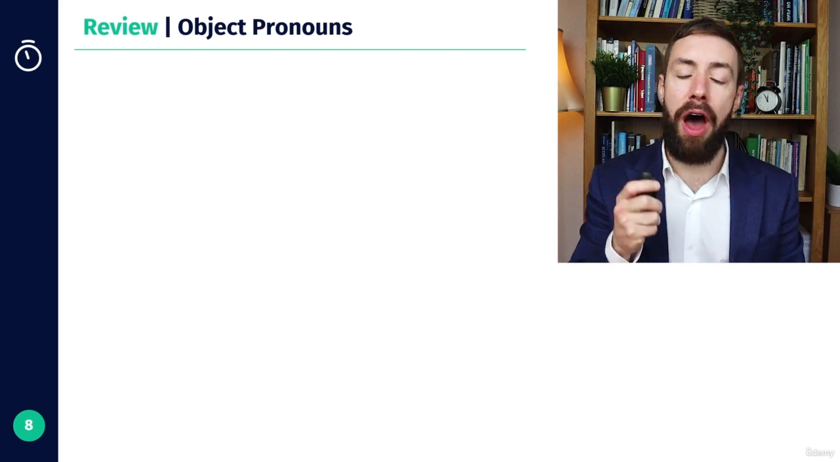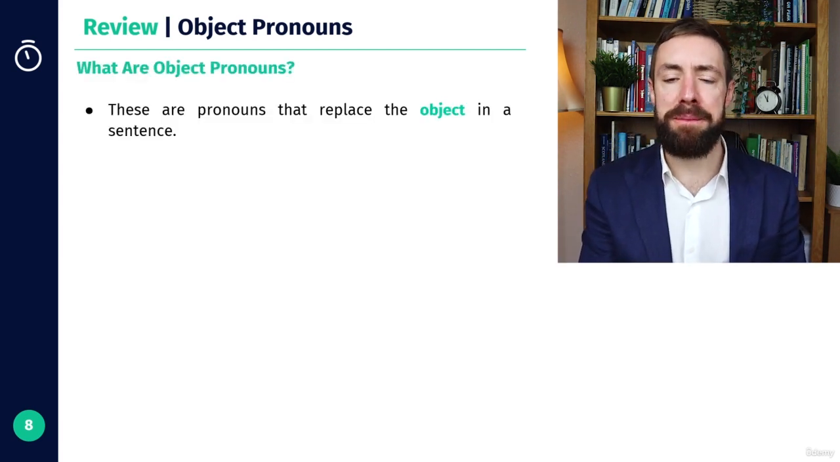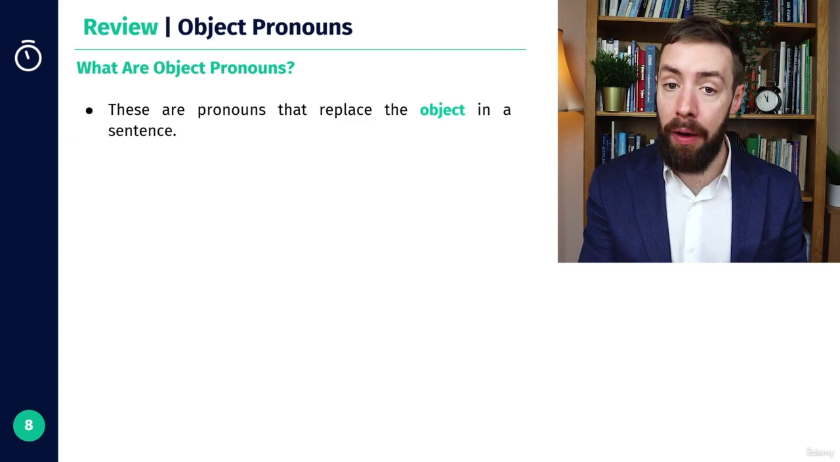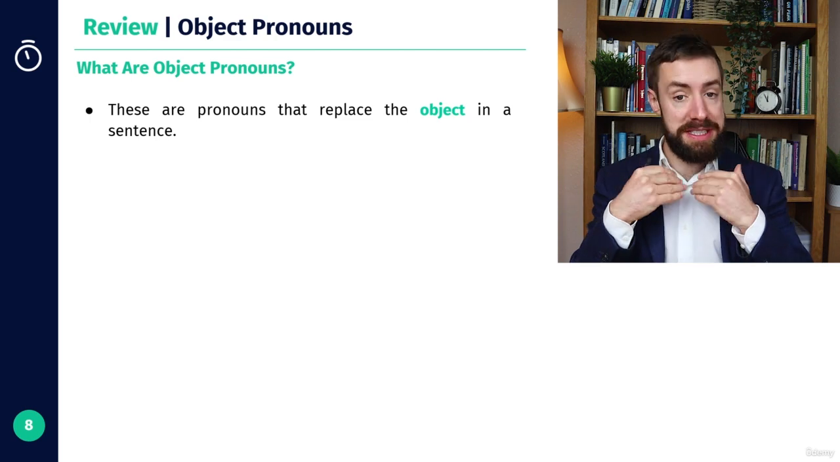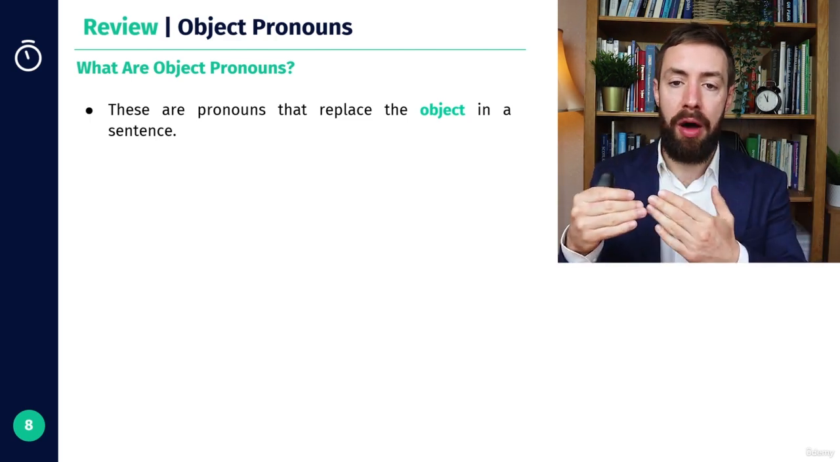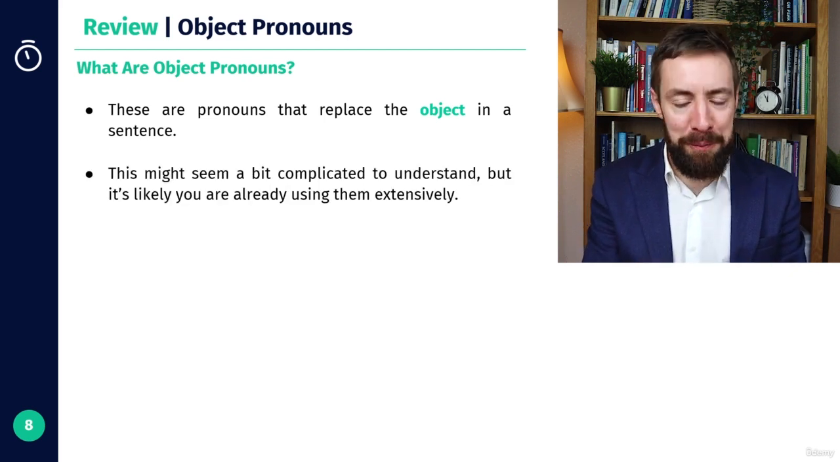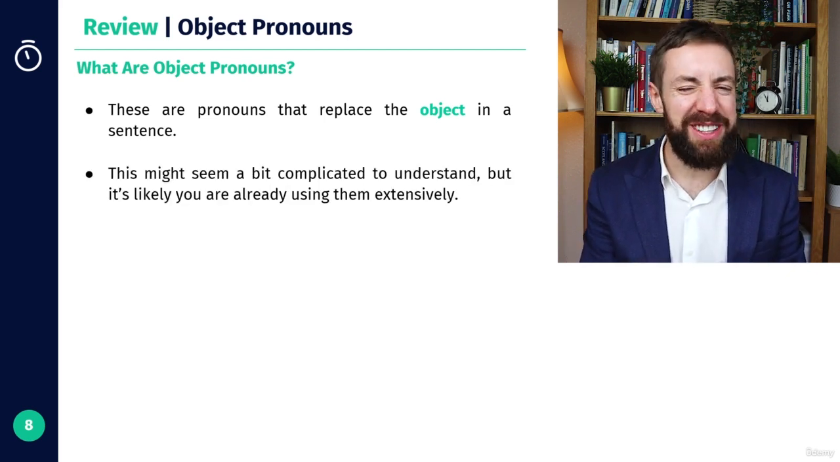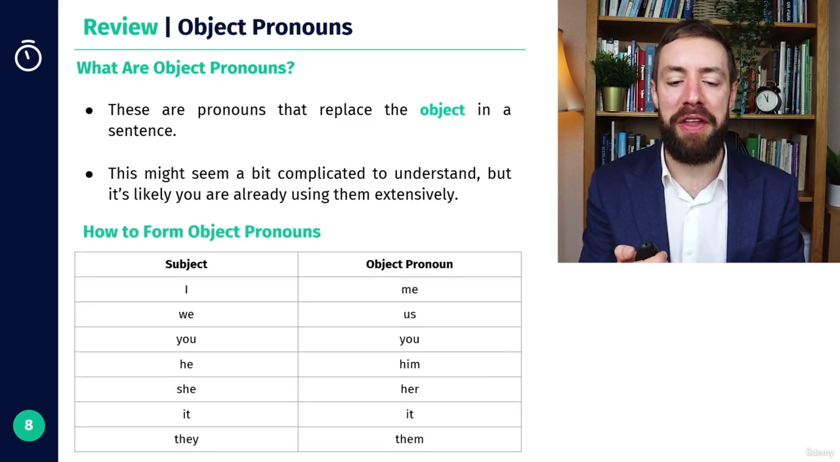Now let's take a look at object pronouns. So what are they? Those are pronouns that replace the object in a sentence. Remember, the object is what receives the action. Subject does the action, object receives the action. And it might seem a bit complicated, but you'll definitely already be using these ones. Let me show you what they are.